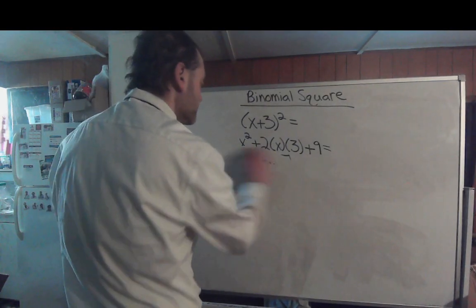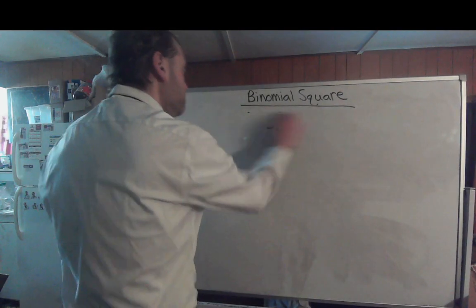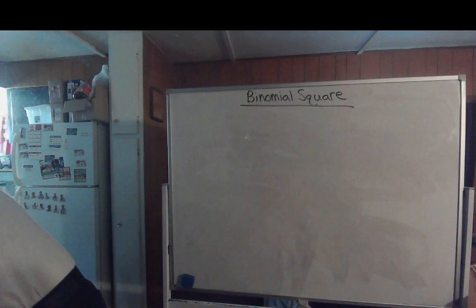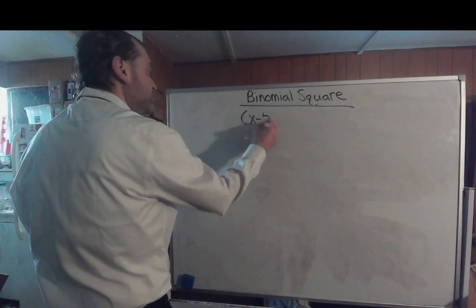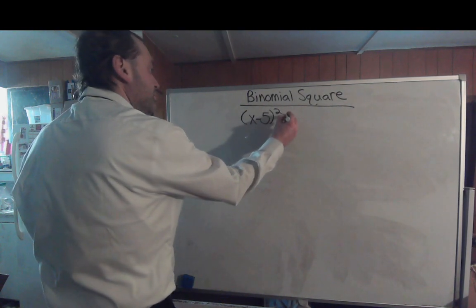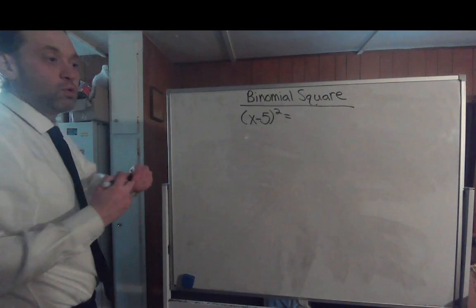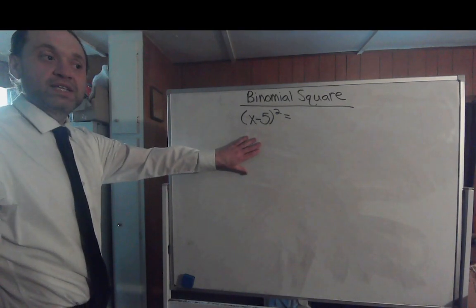Do a few more of these. Yeah, binomial squares are really not that bad. Let's see, I have x minus 5 raised to the second power. So I'm going to take the quantity of x minus 5 and raise that to the second power.